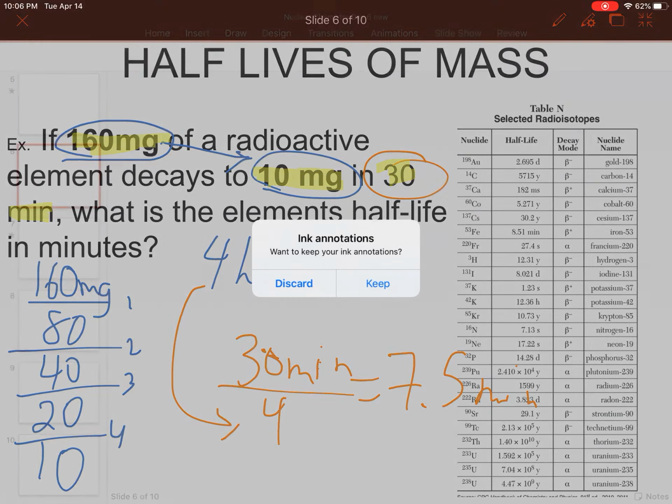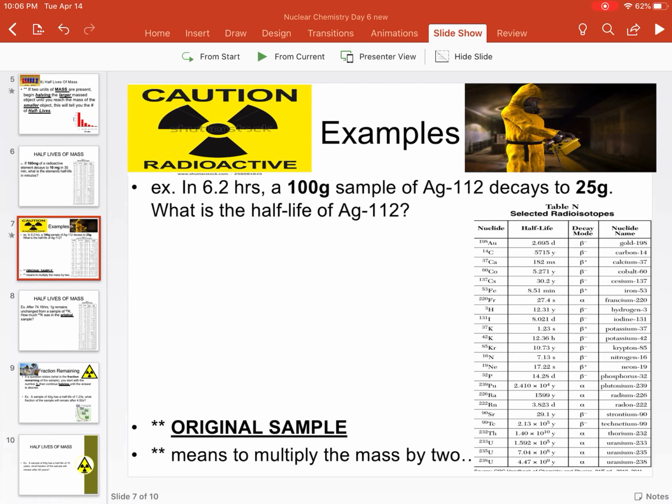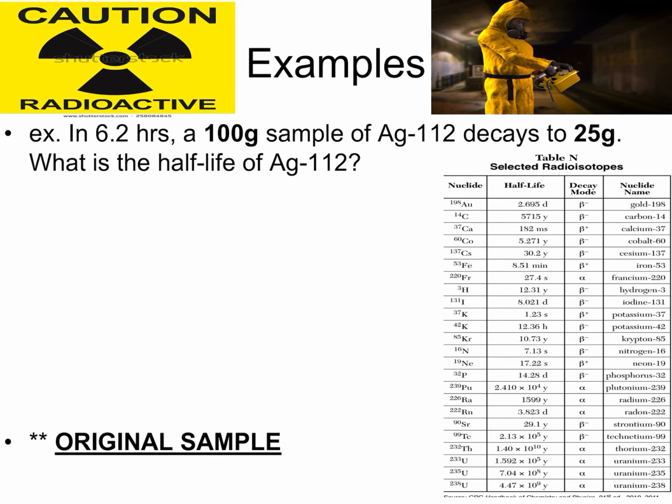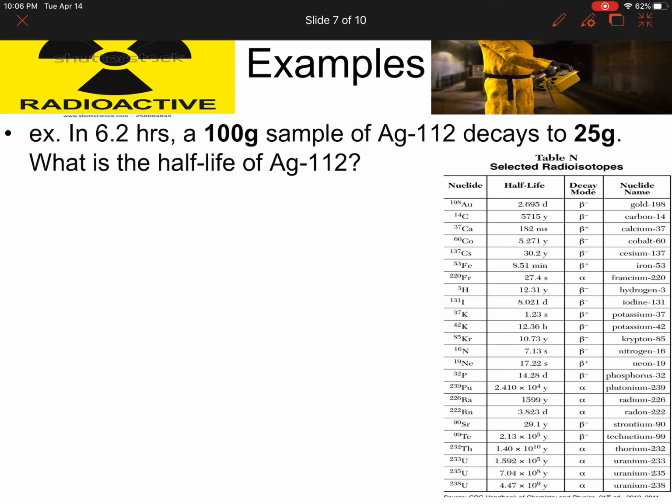Okay. Here we go. Let's do the next one here. Now, I'd like you to actually hit the pause button and try it yourself. All right? Here we go. Okay, I'm back. Here we go. So, in 6.2 hours, a 100-gram sample of Ag-112 decays to 25 grams. What is the half-life of Ag-112?